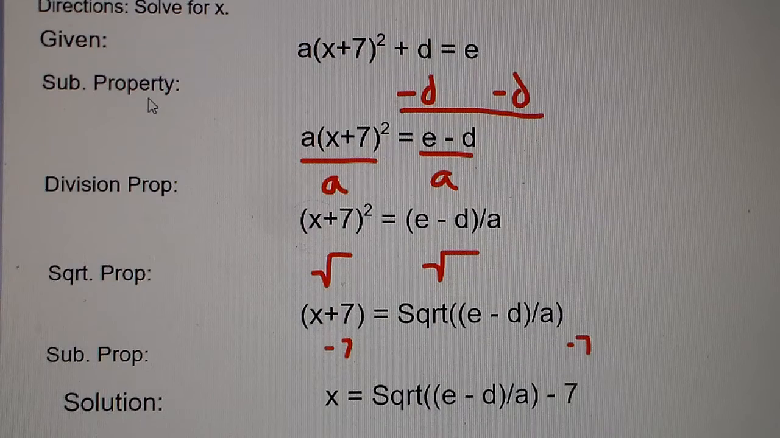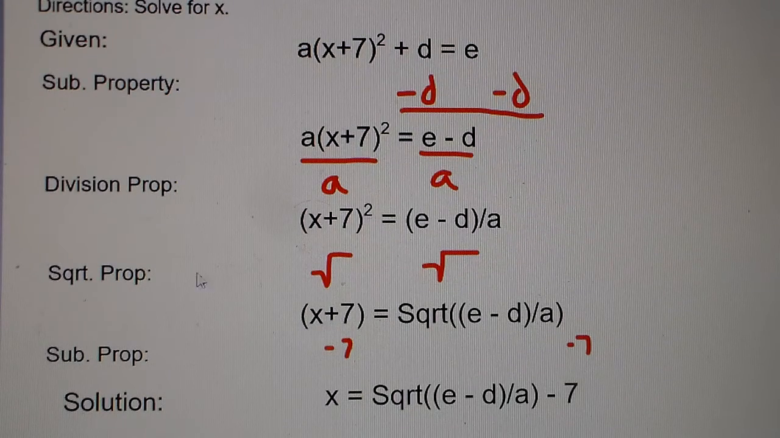Next is the subtraction property, and you're going to subtract d from each side. So we get a(x + 7)² equals e − d. Because e and d are not like terms, that's why I write e − d. Next, we divide by a using the division property, so we divide by a on both sides. The times a and divide by a cancel out. So we get (x + 7)² is equal to (e − d)/a.